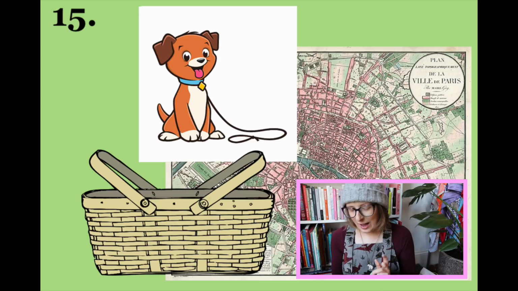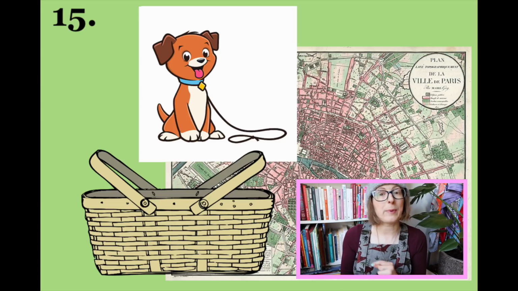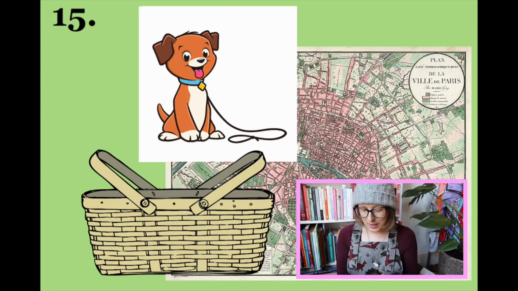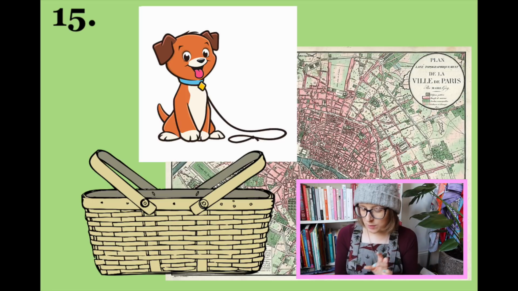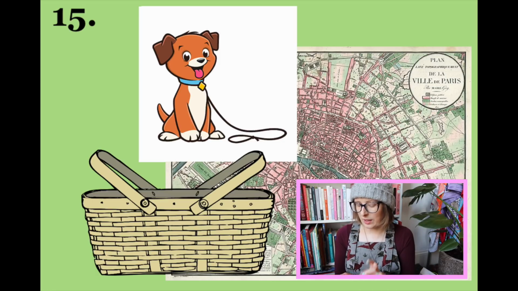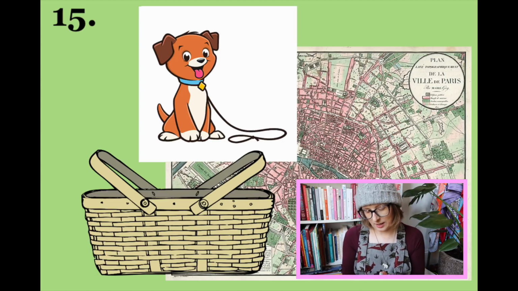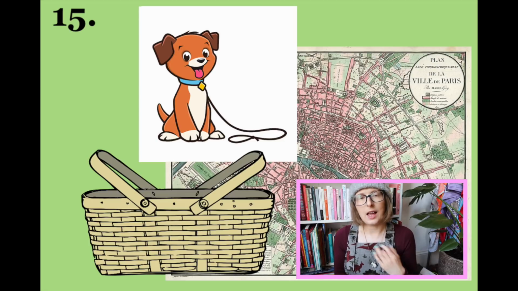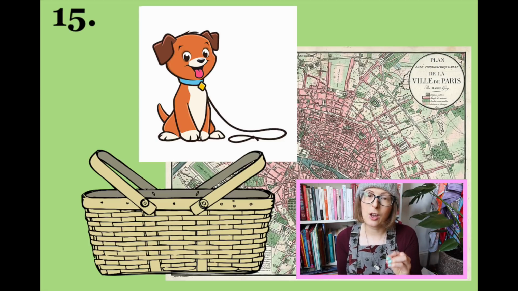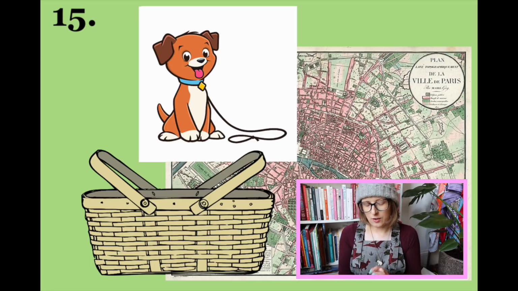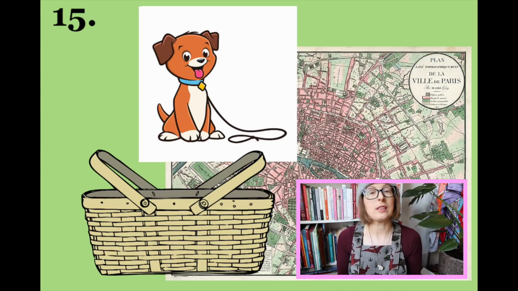All right, so we have a picture of a dog, we have a picture of a basket, and we have a picture of a map of Paris, but the particular word that you should be paying attention to on that map is ville, which I'm saying in an English accent as opposed to a French one, because that's the sound that we need for this particular book, which is the Hound of the Baskervilles. Not the Baskervilles, but close enough.